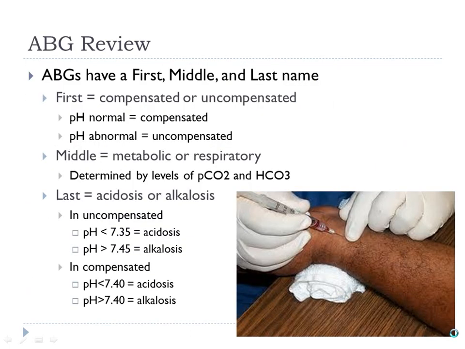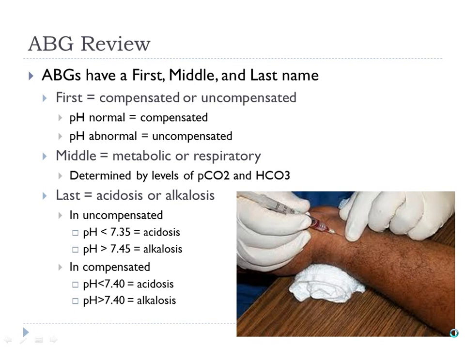So let's talk about how to evaluate an ABG a little bit more advanced than what you're used to. So with an ABG, every ABG has a first name, a middle name, and a last name. Right? The first name is either compensated or uncompensated. The middle name is respiratory or metabolic. And the last name is acidosis or alkalosis.